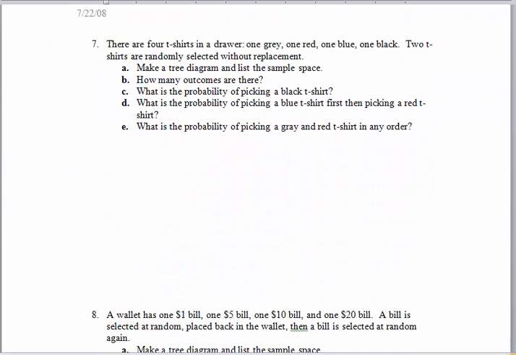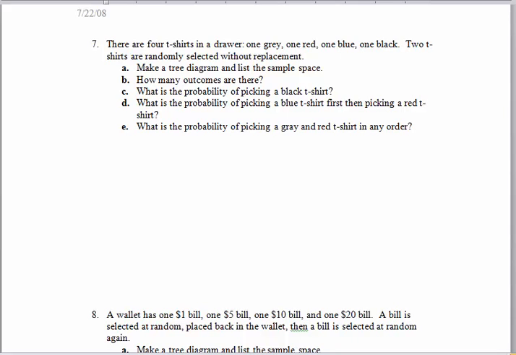Now 7 is a selecting 2 shirts without replacement problem, choosing from 4 shirts. There's a gray, a red, a blue, and a black. The first part just says make a tree diagram and list the sample space. If you're selecting these shirts without replacement, that means you can't get the same shirt twice.